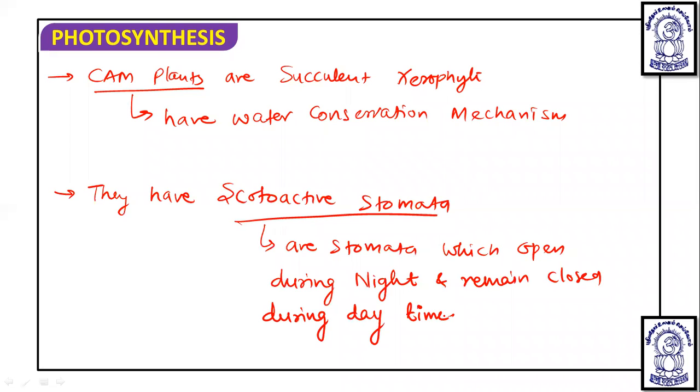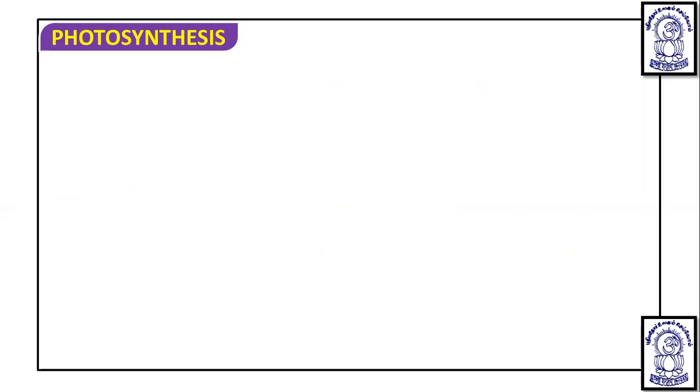Now, these scotoactive stomata, which are open during night, help in CO2 fixation. How the CO2 fixation occurs, we can understand by the pathway. This whole CAM pathway takes place in one type of cell, that is the mesophyll cell.